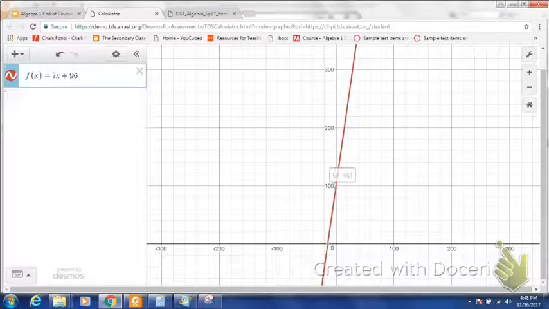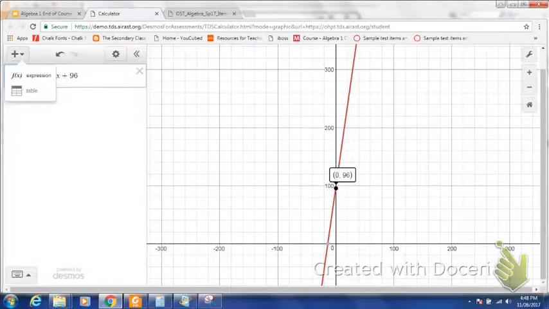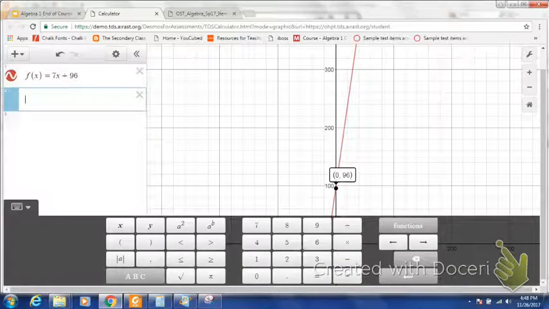If I click on a point, it's going to tell me what the coordinates are. This is saying when x is 0, f of x is 96. Or when x is 11.7, f of x is 177.9. When x is 23, f of x is 257. So if he did 23 deliveries, he'd make $257. So it's telling us all of the points that make up this function. Pretty cool.